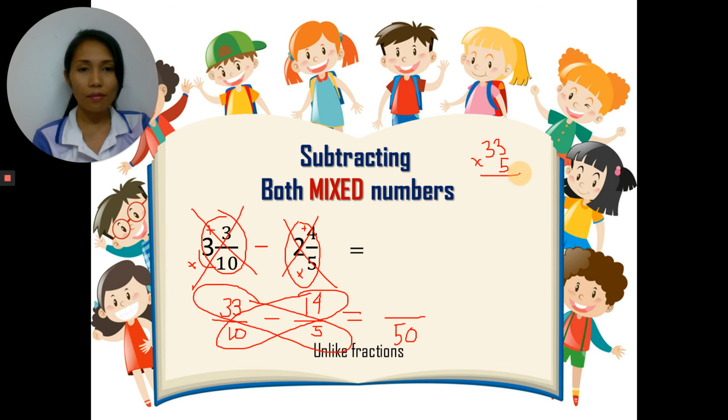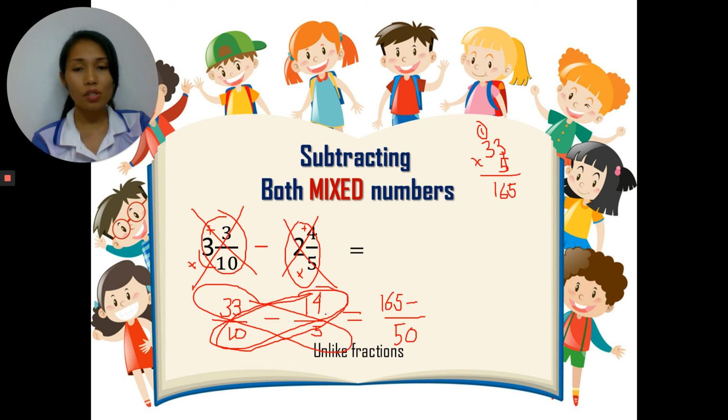33 times 5 equals: 5 times 3 is 15. Right, 5 carry 1. 5 times 3 is 15 again, plus 1 equals 16. So it's 165. Okay, minus 10 times 14. Any number you multiply to 10, you get the same digits, just add a 0. Since this is 14, you just add a 0 because 10 has a 0.